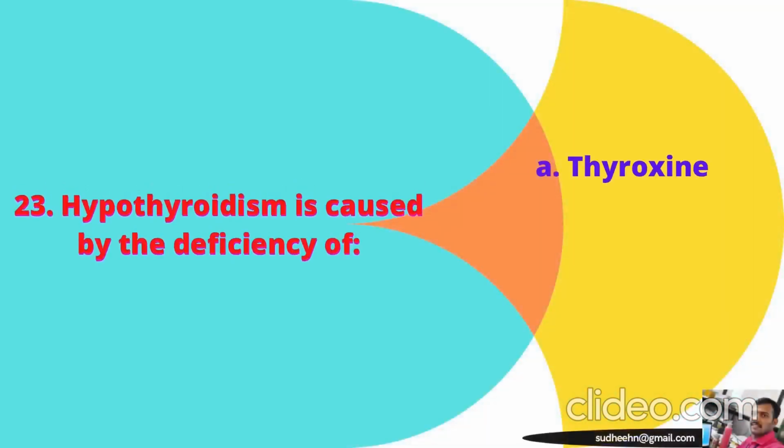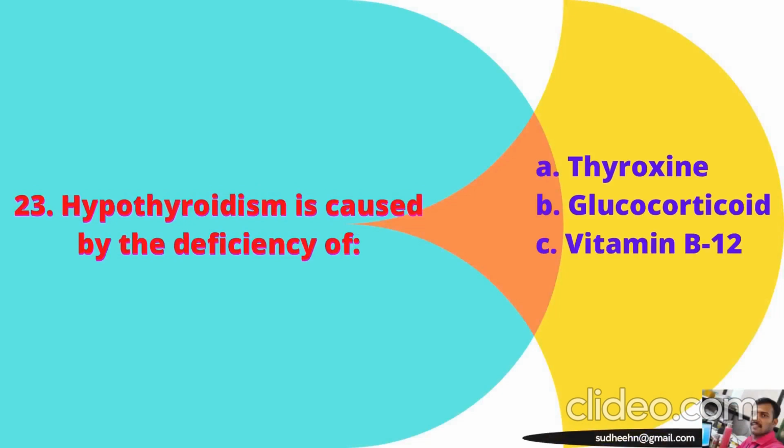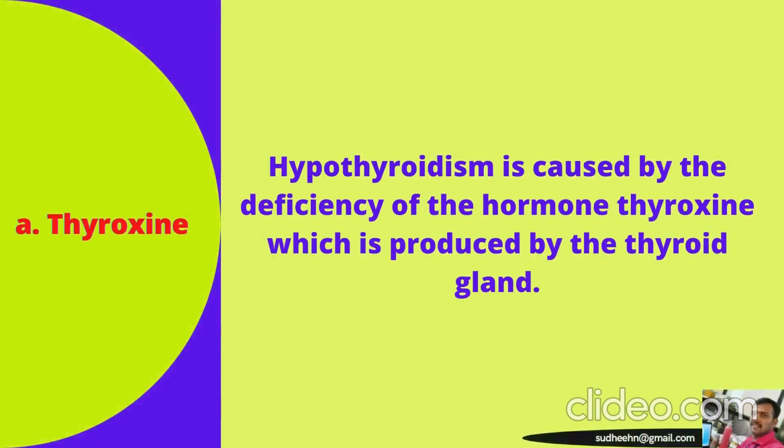Question number 23. Hypothyroidism is caused by the deficiency of option A, thyroxine, option B, glucocorticoid, option C, vitamin B12, and option D, adrenaline. And the right option is option A, that is thyroxine, because hypothyroidism is caused by the deficiency of the hormone thyroxine, which is produced by the thyroid gland.